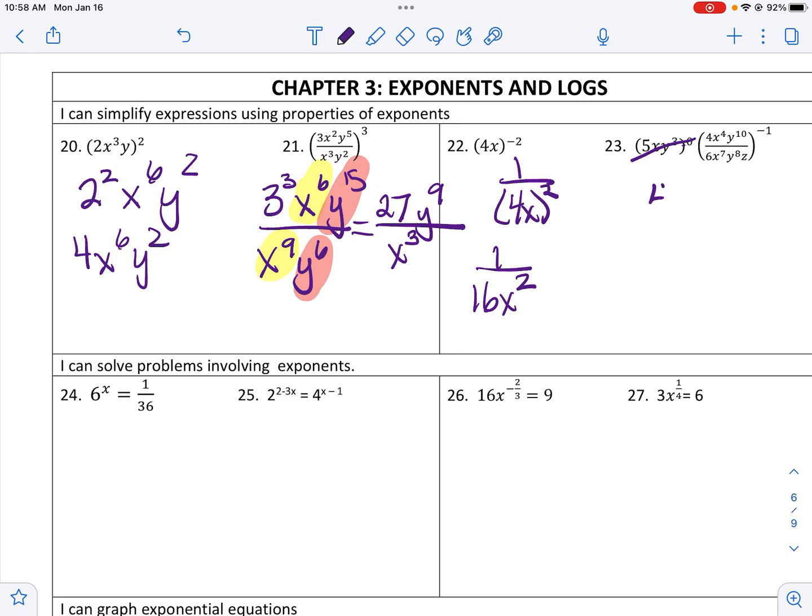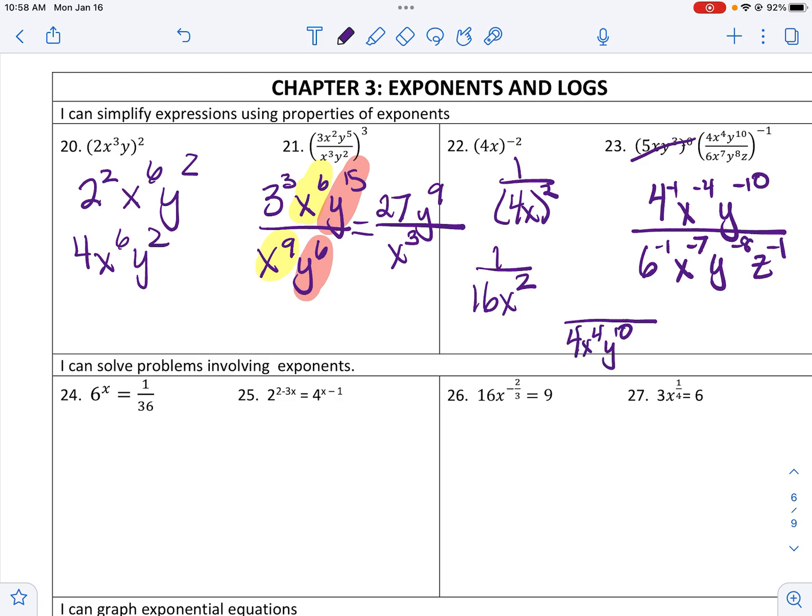If I distribute, I got 4 to the negative 1, x to the negative 4, y to the negative 10, 6 to the negative 1, x to the negative 7, y to the negative 8, z to the negative 1. So they're all negative, so I have to flip it. So this would be 4, x to the 4th, y to the 10th, 6, x to the 7th, y to the 8th, z to the 1st.